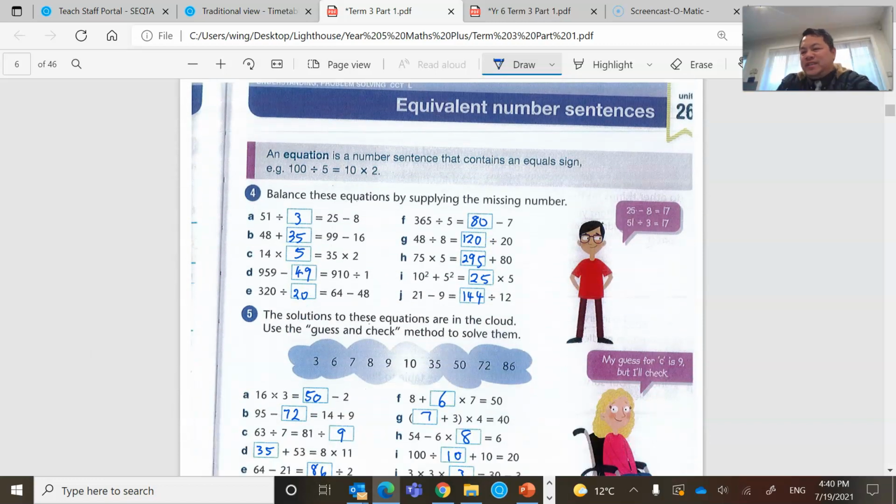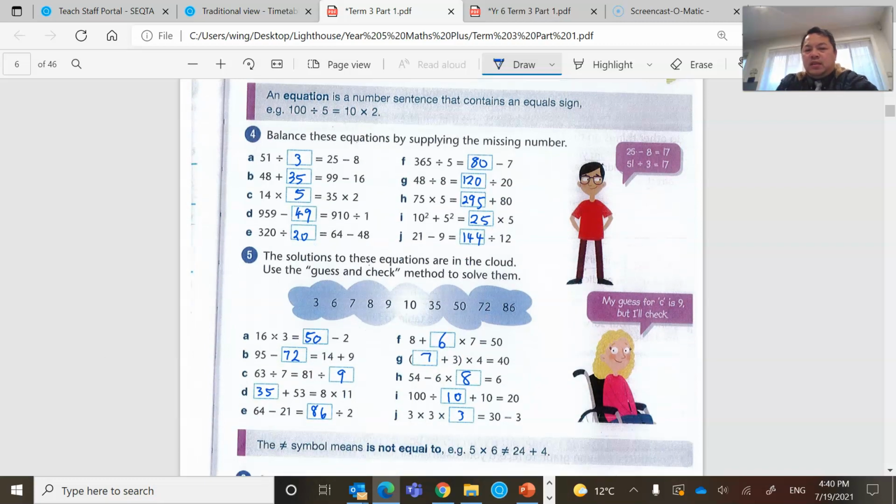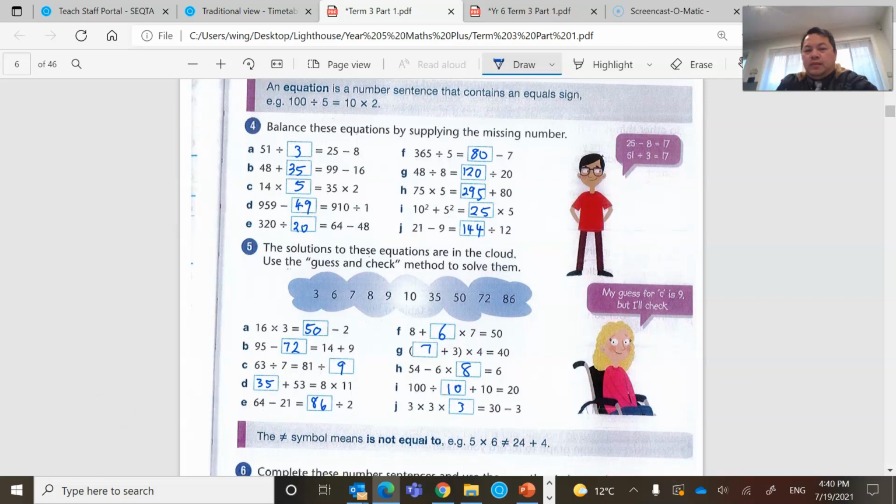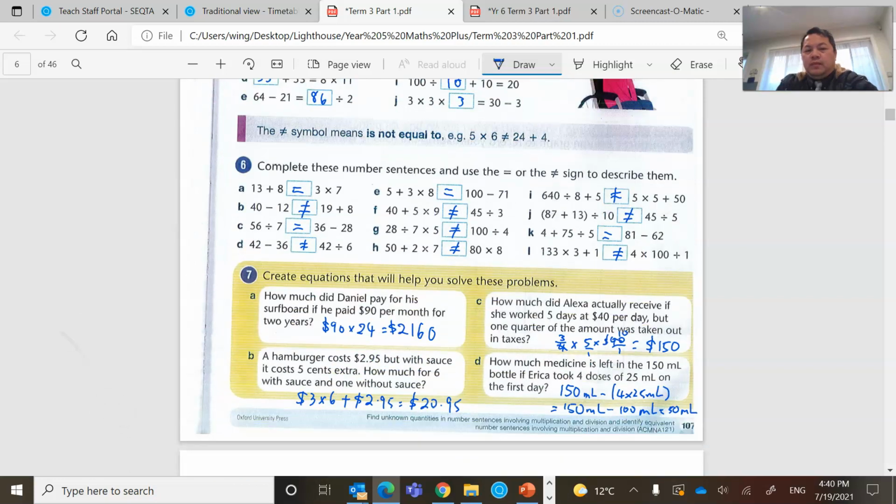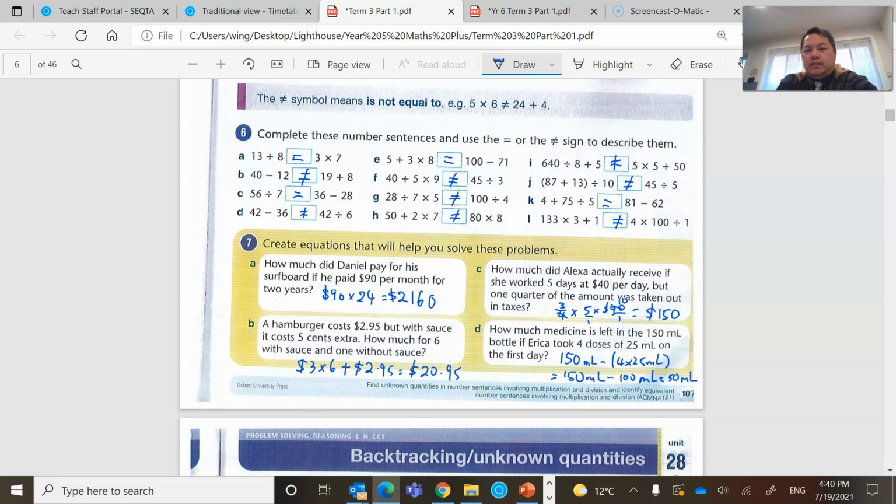Moving on to page 107 on equivalent number sentences. Like what I said, if need be, you just need to pause the video.